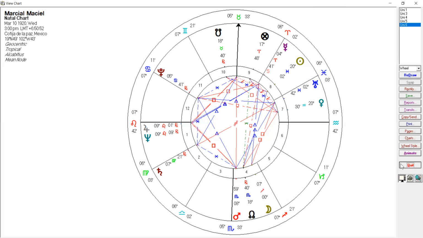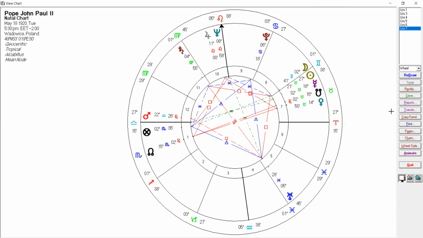Go to Pope John Paul. Okay. So the part of fortune is in the ascendant in Scorpio. So maybe now we see why he liked him so much, huh? Part of fortune on this guy's part of spirit and on the ruler of the spirit. We can see why he chose Maciel.